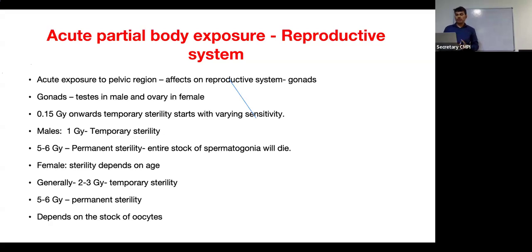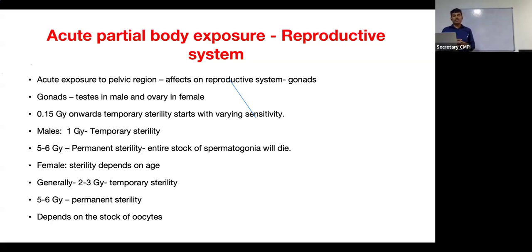So in acute partial body exposure, another important organ is the reproductive system, the gonads: testes in males and ovary in females. The limit is comparatively very low, as you know, because of the high sensitivity of these tissues. From 0.15 gray onwards, sterility can start. Of course, it may be temporary. In males, 1 gray is assumed to cause temporary sterility. It can vary. Again, 5 to 6 gray causes permanent sterility. The entire stock of spermatogonia will die, and once the entire stock of spermatogonia dies, permanent sterility will happen.